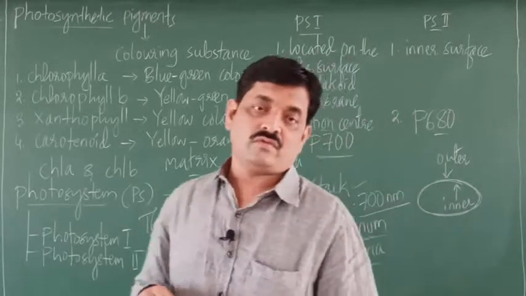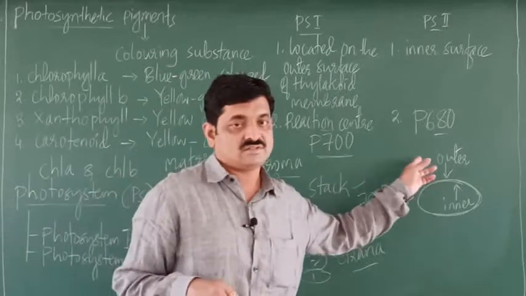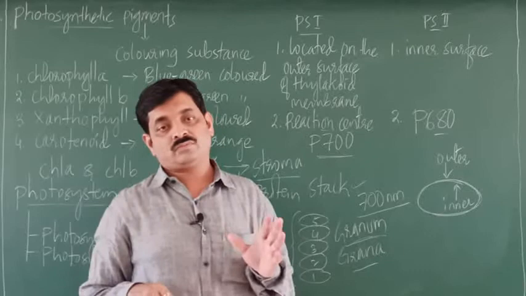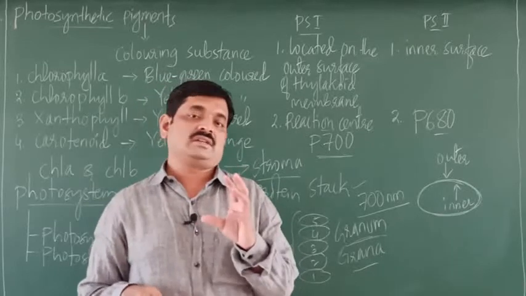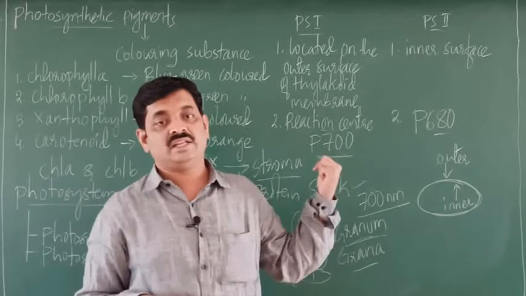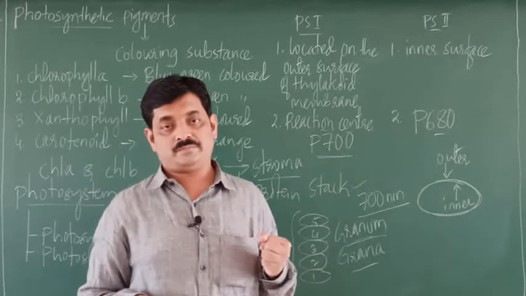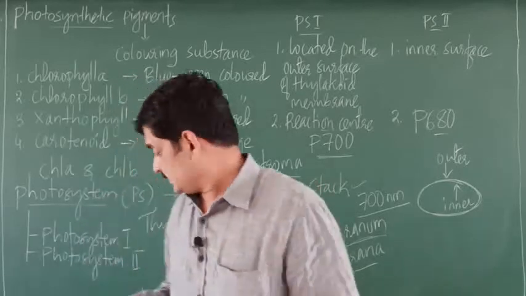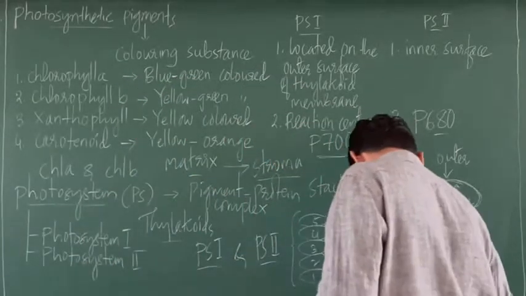Similarly, photosystem 2 has reaction center P680. That means this reaction center can absorb sunlight of wavelength 680 nanometers. That's why it is called P680. Right? Then the other features here.